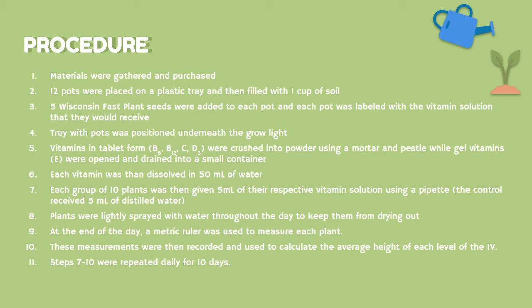At the end of each day, a metric ruler was used to measure each plant. These measurements were then recorded to calculate the average height of each level of the IV. These steps were repeated daily for 10 days.